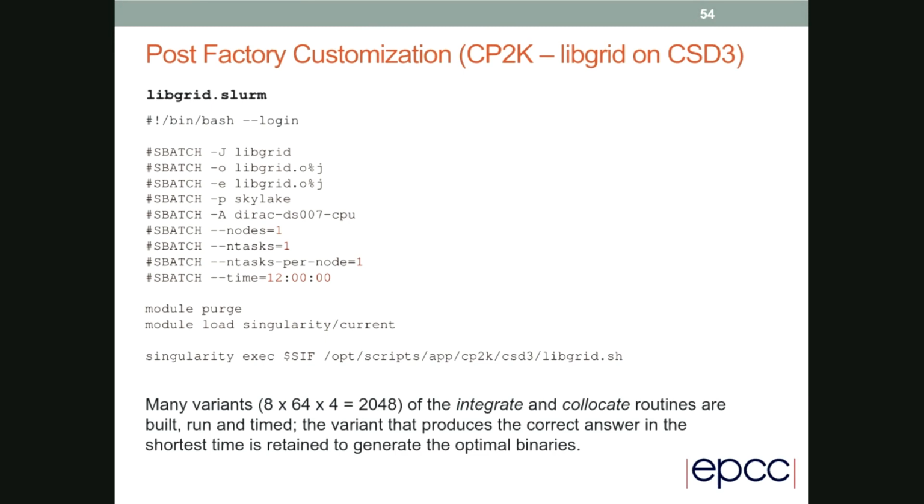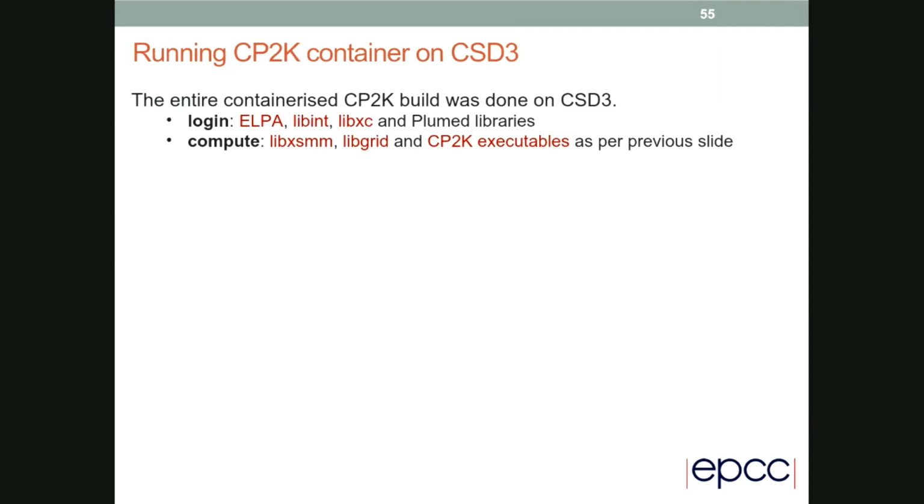In CP2K, what libgrid does is it builds a whole list of variants of the integrate and collocate routines. It builds these, and then it runs these, and it times them. The variants that produce the correct answer in the fastest time are the ones used to build the actual libgrid library that's then linked into the CP2K executable. So that was fairly involved, but it actually built successfully.